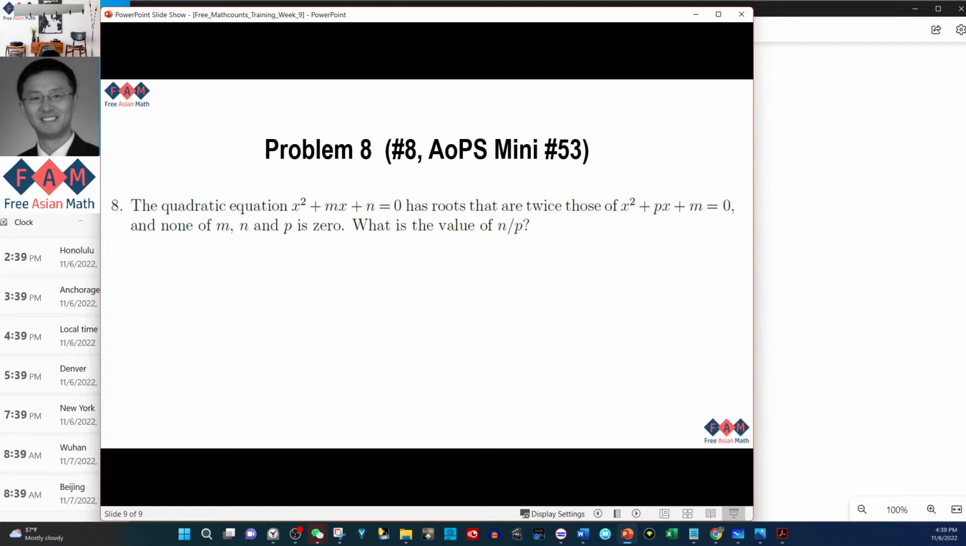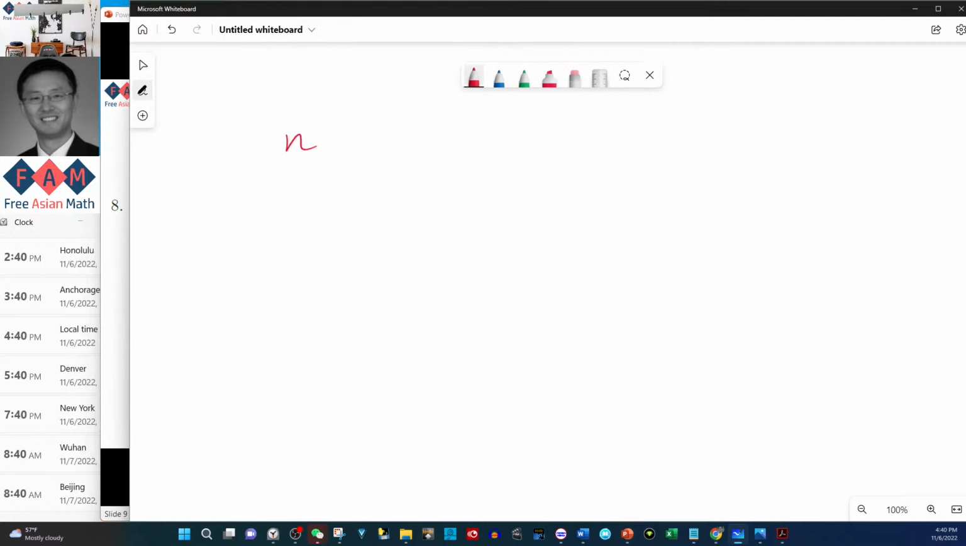The root of the first one is twice the root of the second one. And we also have a constraint: they are all non-zero. None of the three coefficients or constant terms are 0. Now you need to evaluate n over p.